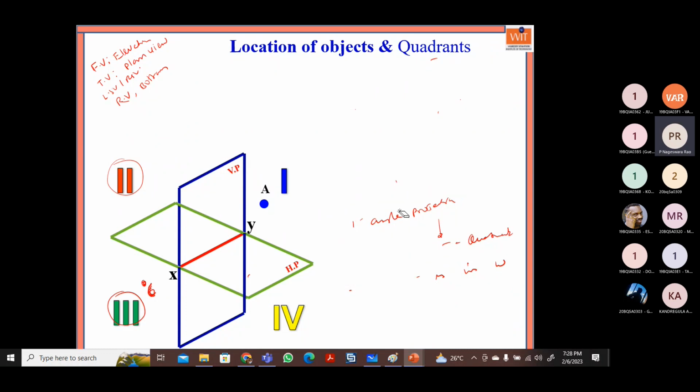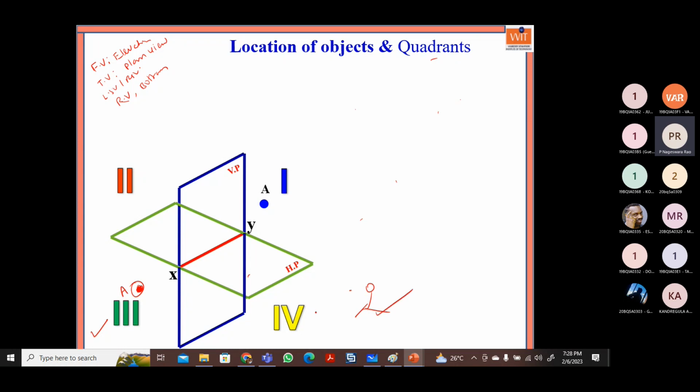And now let us see. We are assuming all these planes are transparent planes. All these vertical planes and horizontal planes are transparent planes. Observer will always be on this side only. Now I am taking the object in the third quadrant. Let us say some object is there in the third quadrant. The observer will always be on this side only.